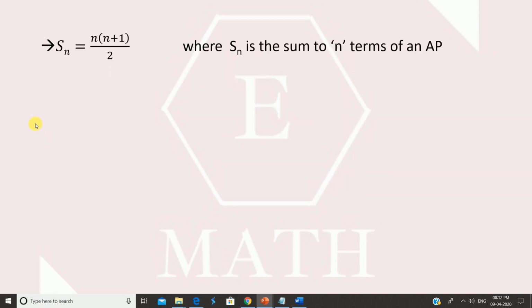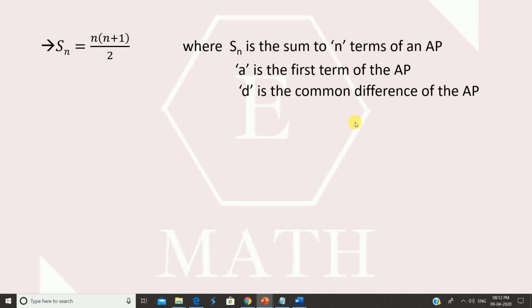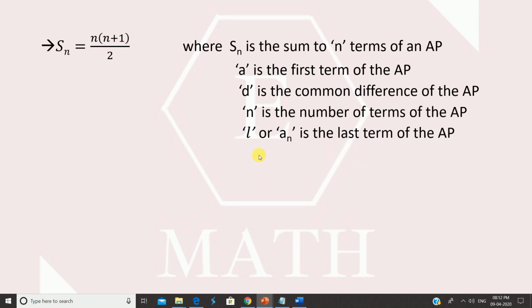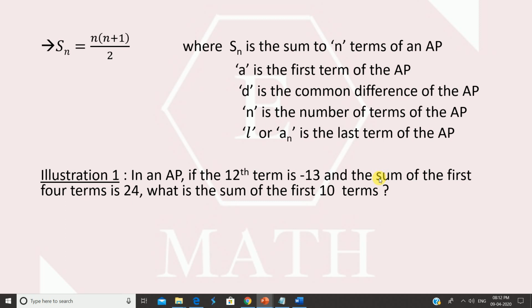The third formula is Sn equals n times n plus 1 divided by 2, where Sn denotes the sum to n terms of an AP, a is the first term of the AP, d is the common difference of the AP, n is the number of terms of the AP, and finally l or an is called the nth term or the last term of the AP. Let's look at some of the illustrations of this chapter.